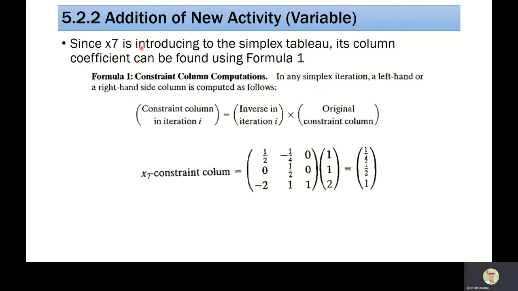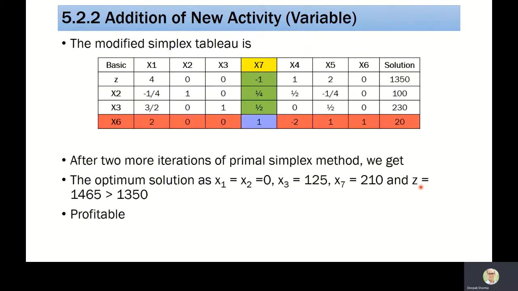Since x7 is introduced to the simplex table, its column coefficient can be found using formula 1. This formula 1 we discussed earlier in our session, which says that the constraint column in iteration I is the inverse in iteration I times the original constraint coefficient. So we have the inverse, and what are the original coefficients for x7? 1, 1, 2, from the previous slide. Then if we multiply it, we get the x7 column coefficient as 1/4, 1/2 and 1. Let us use them in a modified simplex table.